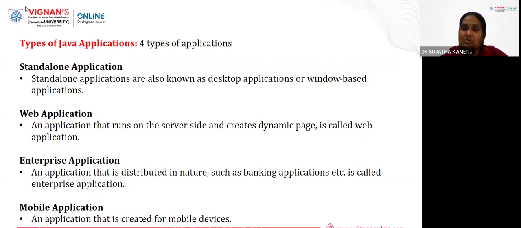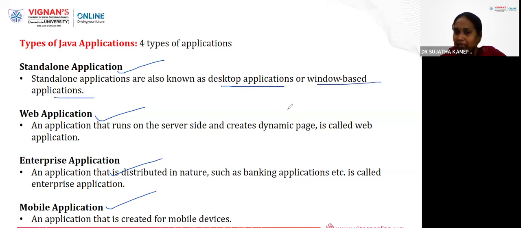Next, coming to the types of Java applications that we can develop. We can develop 4 types of Java applications that we already discussed: standalone applications, web applications, enterprise applications, and mobile applications. Standalone applications are nothing but desktop applications or window-based applications, such as Android.